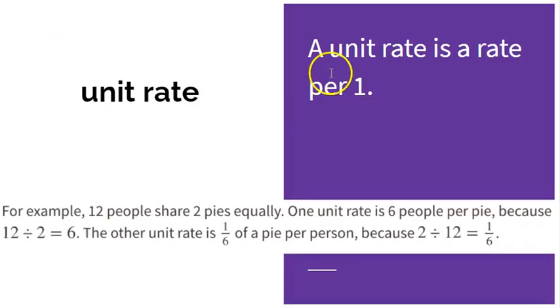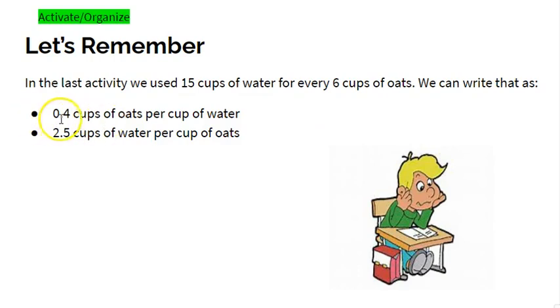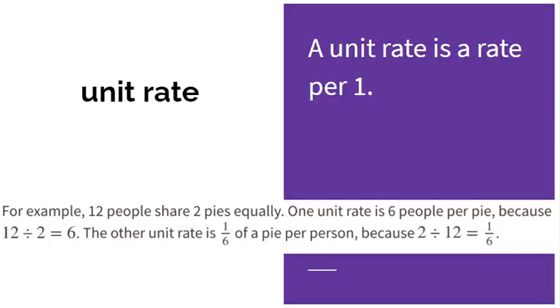So make sure you jot this down specifically. You can add the other part, for example, if you'd like. So unit rate is the rate per 1 of something. Just like we talked about just a second ago. It's the 4/10 cups of oats per 1 cup of water. 2.5 cups of water per cup of oats. So the unit rate is just that something with a 1 with it.